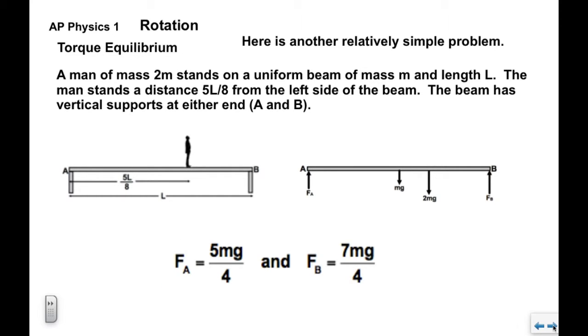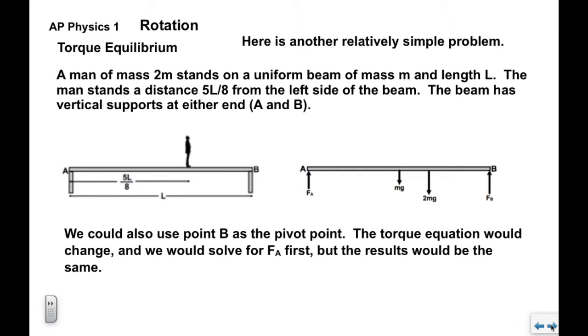We see that the man is to the right of the center of the beam, and this support therefore has to take a little more of the weight. When we get to the torque equation, we could also use point B as a pivot. Our torque equation would be different. You'll see it in your notes. We would end up solving for Fa first, but the results would be the same, as you would expect.